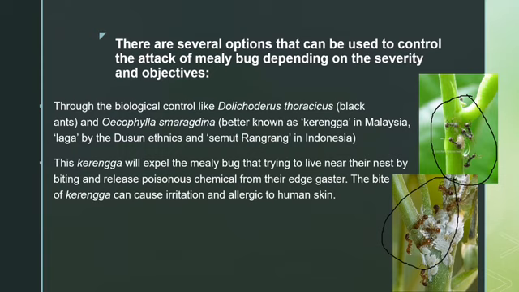This kerengga will expel the mealybugs that try to live near their nest by biting and releasing poisonous chemicals from their egg caster. The bite of kerengga can cause irritation and allergy to human skin. Kalau kita kena gigit dengan kerengga, biasalah akan ada gatal-gatal.